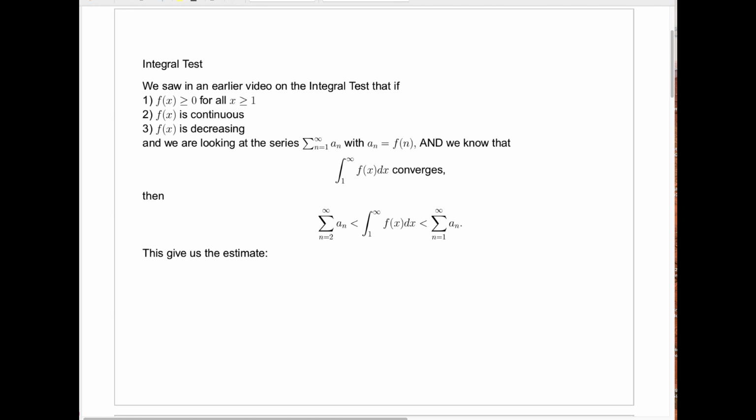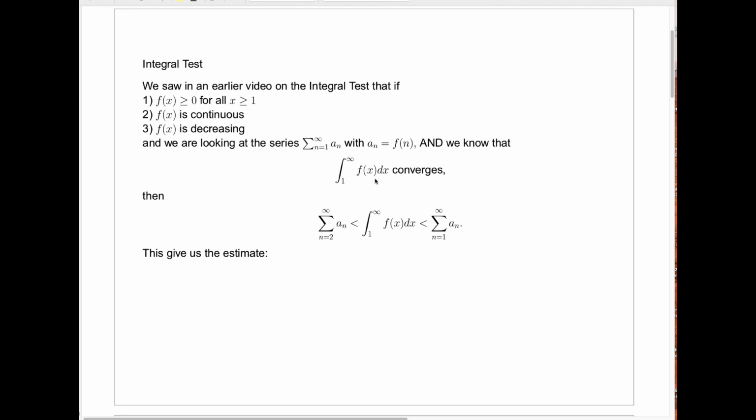We're going to develop the integral test a little bit further, so it will give us more information about a series. Let's start with what the integral test says. Remember, we have already learned that if you have a positive function, which is continuous and decreasing, and we want to understand the behavior of a series, the sum from n equals 1 to infinity of a sub n, where the nth term a sub n is just the value of this function f at the integer n.